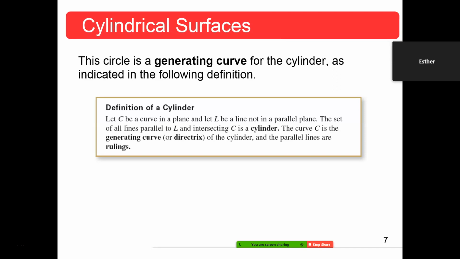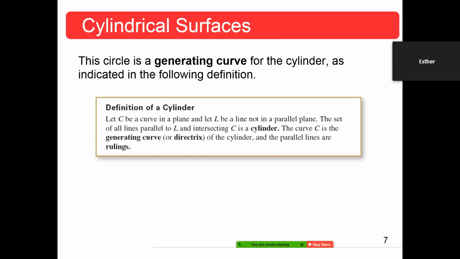That would be a right cylinder. It doesn't have to be a circle. That would be a right circular cylinder. This would be the set of all the lines parallel to L intersecting that curve C.